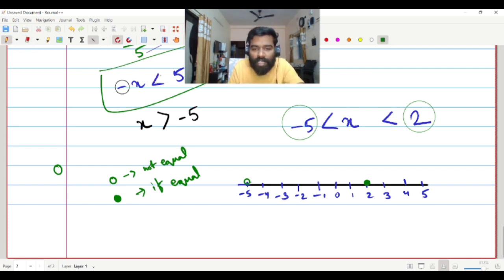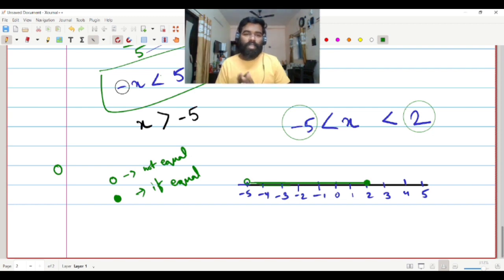So we need to shade this whole part like this. Okay, we need to shade this whole part like this. So this is the way of doing a number line for any equation. I hope you understood this. So I'll pick up one more last problem so that it will be clear.